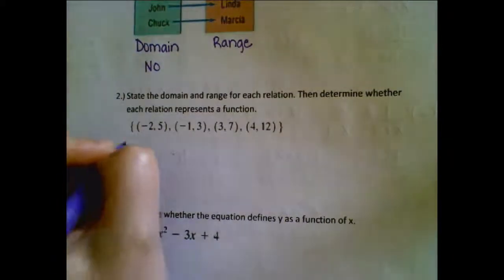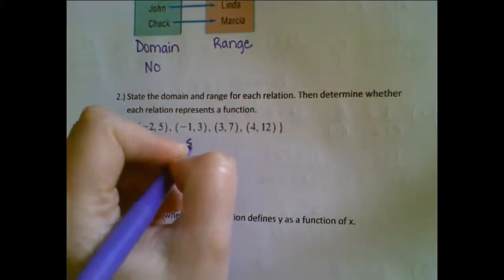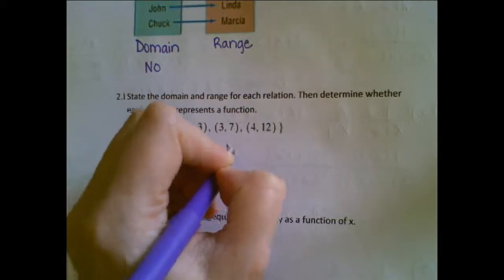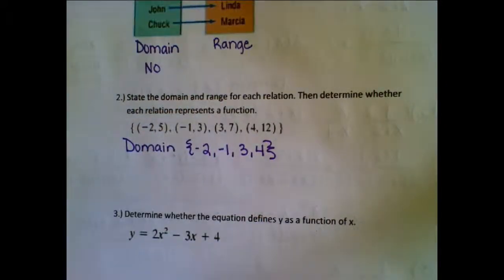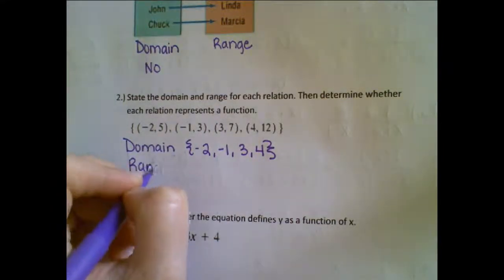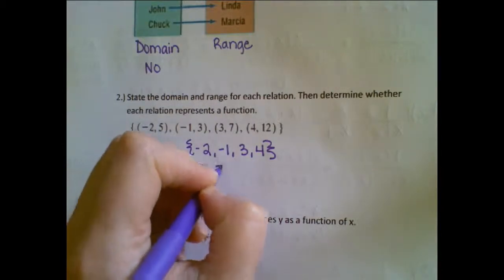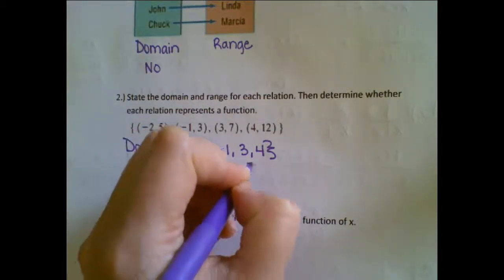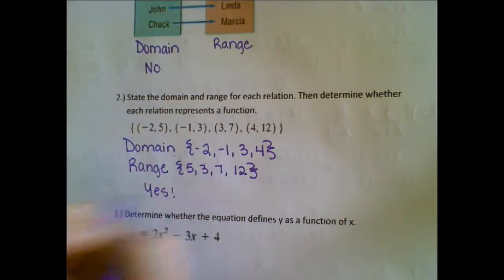Domain and the range. So domain would be -2, -1, 3, and 4. Please remember to list those in order from least to greatest. Range is 5, 3, 7, and 12. Is this a function? Yes, it is a function.